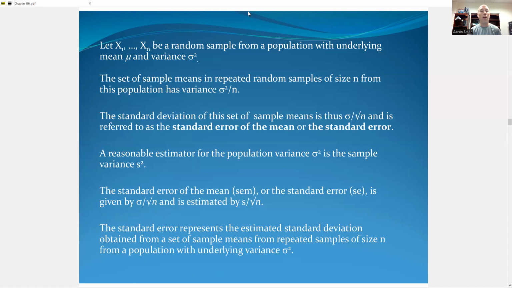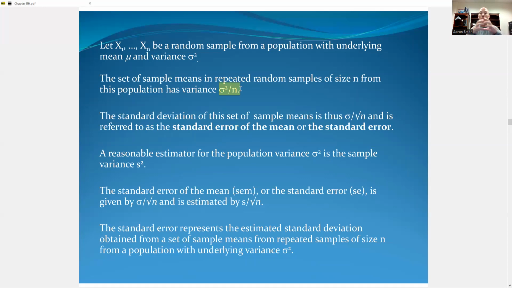All right, so let x1, x2, x3, all the way to xn be a random sample from a population with underlying mean mu and variance sigma squared. The set of sample means in repeated random sampling of size n from the population will have a variance of sigma squared divided by n. So if I take data that has variance sigma squared, the sample average will have a variance of sigma squared divided by n.